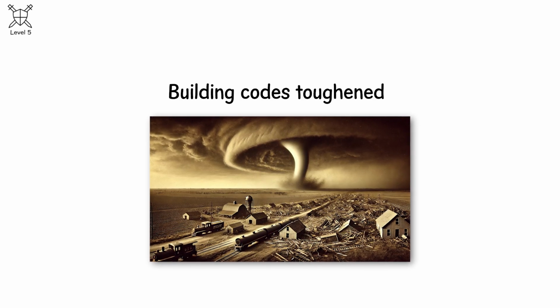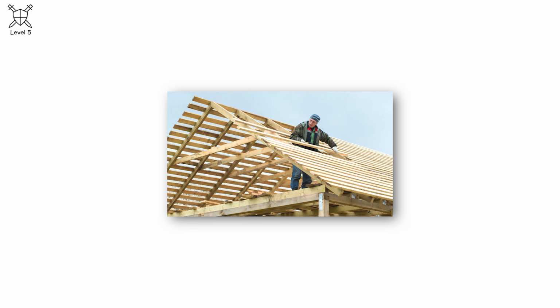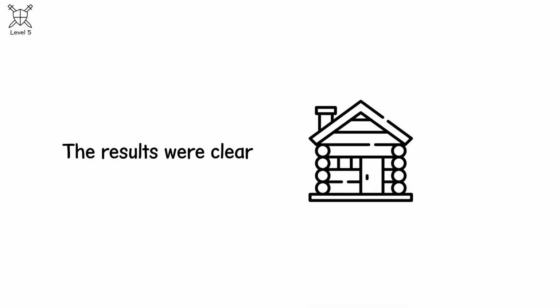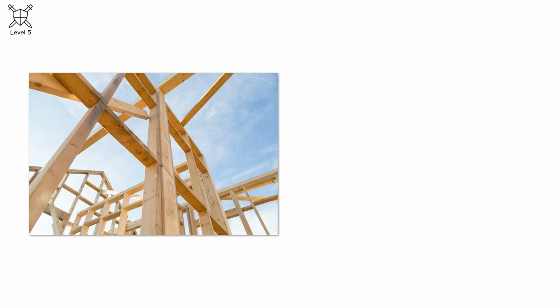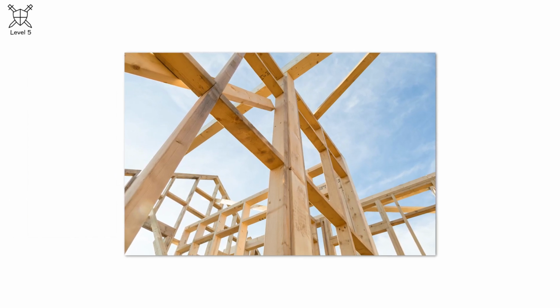Building codes toughened. In Oklahoma, Kansas, and Texas, new homes began using hurricane clips, metal ties anchoring the roof to the frame. Garage doors were reinforced to resist suction. Windows were tested against flying debris. The results were clear. Houses built to code fared better. They weren't invincible, but they didn't disintegrate as easily. Even if the roof blew off, the structure sometimes stayed standing long enough for people inside to survive.